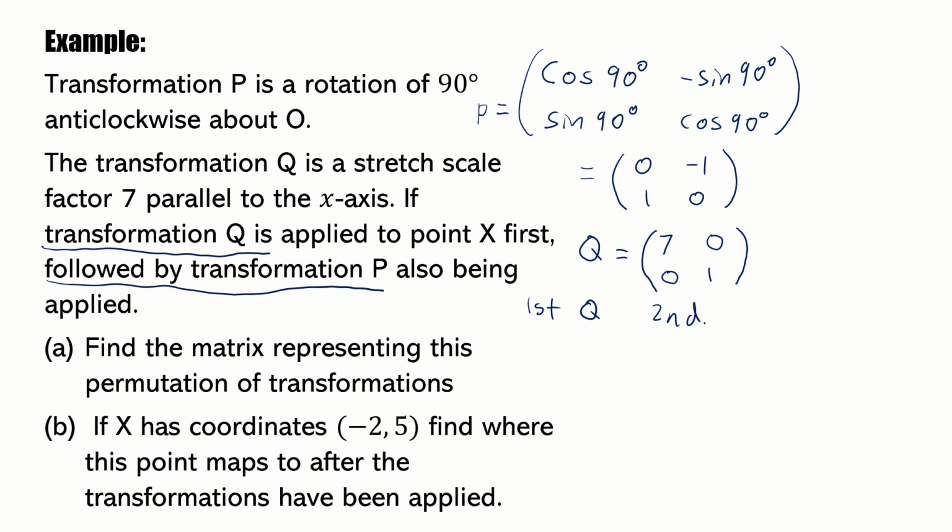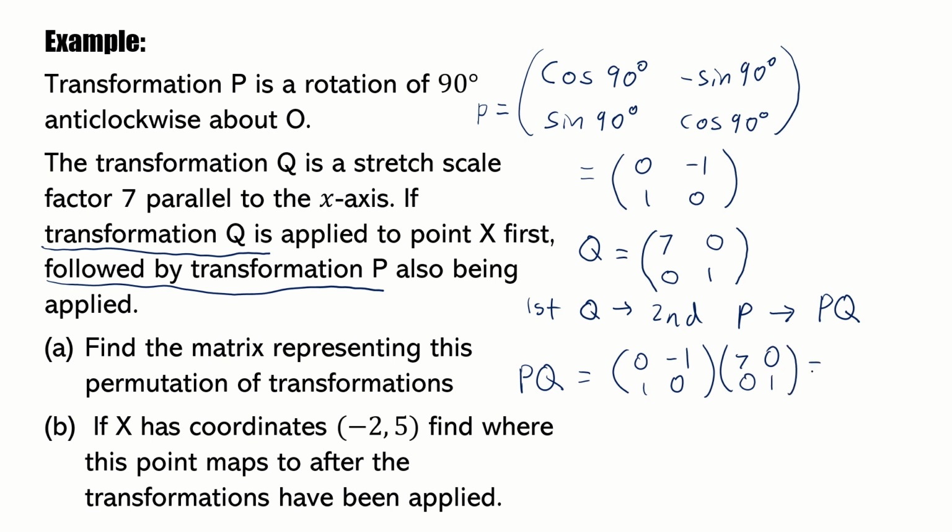Cool, so we've got P and Q individually now, but we're doing transformation Q followed by transformation P, which you might remember from the slide before means although it's Q then P, we've got to do the matrix PQ as a result. So therefore part A is simply going to be PQ, which would equal 0, minus 1, 1, 0 times by 7, 0, 0, 1.